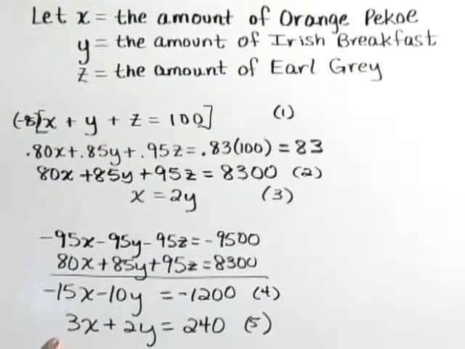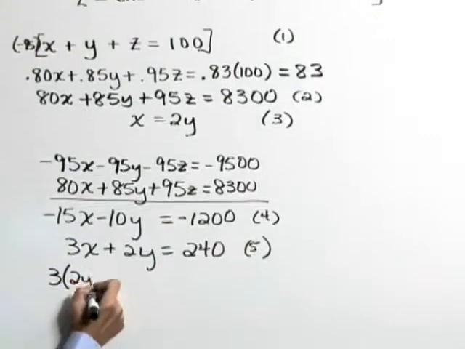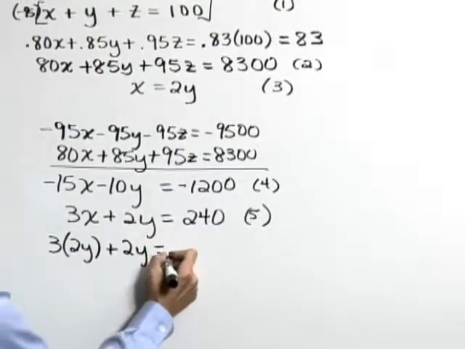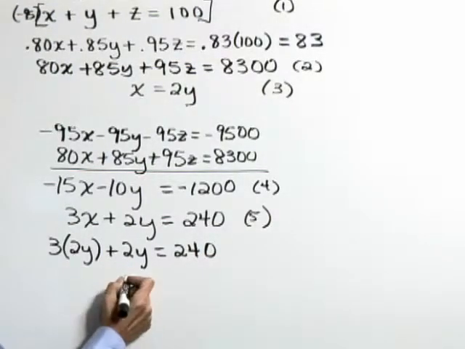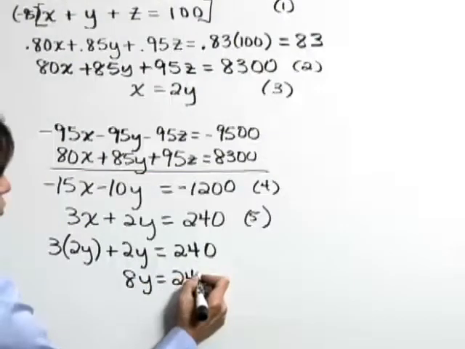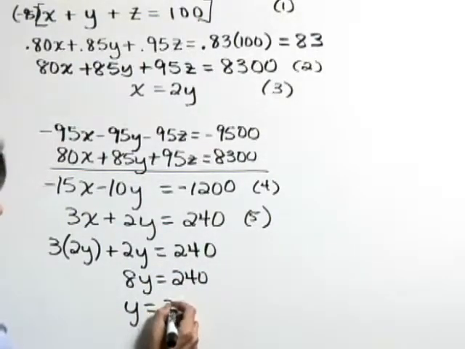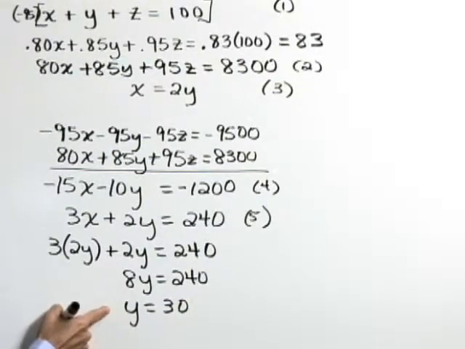Now, I want you to focus in on equation 5 and our original equation 3, which is x equal 2y. And let's use the substitution method there, substituting in for x the value 2y. Here we go. So this equation 5 becomes 3 times 2y plus 2y is equal to 240. That's 6y plus 2y, or 8y, is 240. That gives y is equal to 30. So we found the amount of Irish breakfast. That's 30, and this is in terms of ounces.